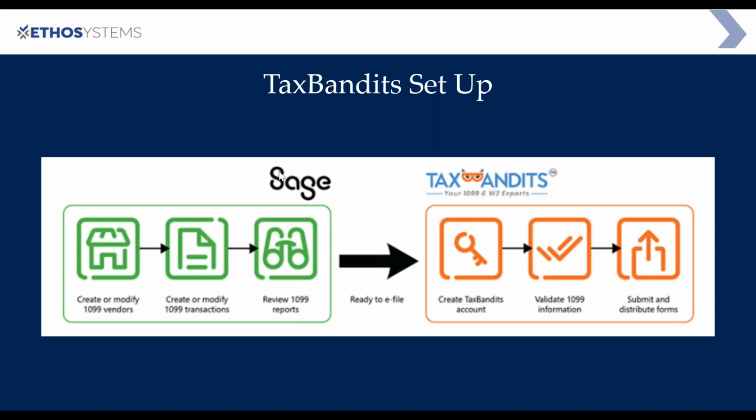A couple things on the Tax Bandits. So again, you do all your 1099s here. You've got to make sure everything's ready in Sage, and then you create your 1099, you review the report, and then you send it over to Tax Bandits.